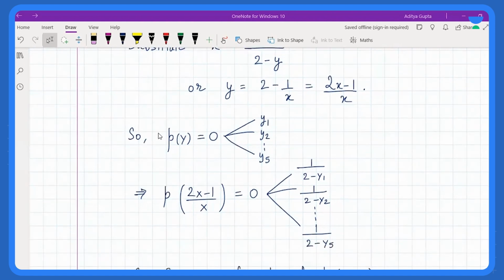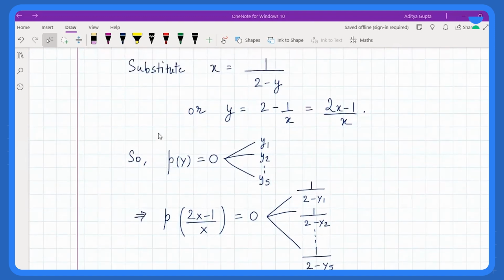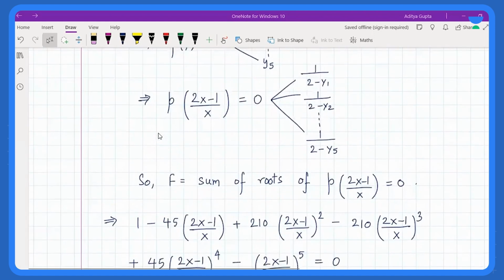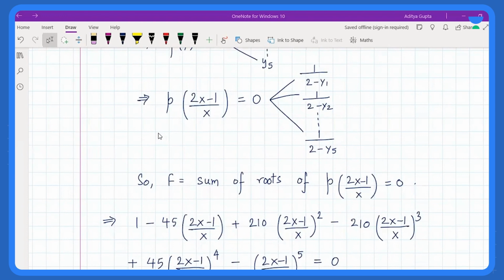And the y value obviously comes out to be 2 minus 1 upon x, because if I substitute x equal to 1 upon 2 minus y, that implies y is equal to 2 minus 1 upon x. So that's the value of y that I have substituted in terms of x, and that equation in x will have the roots 1 upon 2 minus y1, 1 upon 2 minus y2, up till 1 upon 2 minus y5. So that's the way this procedure we have done.